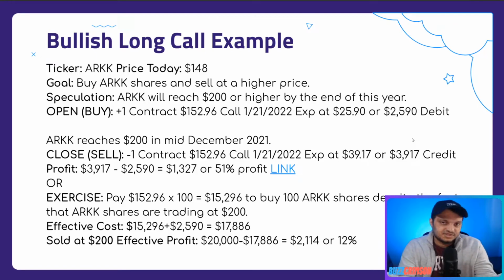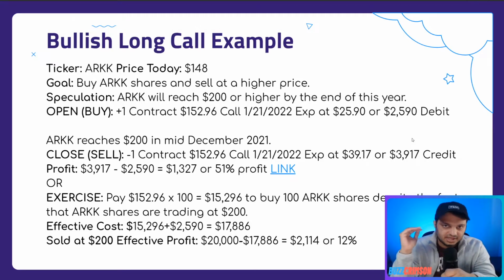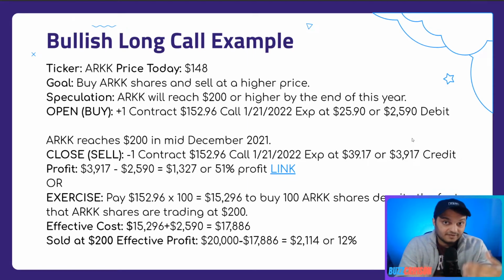Now, I could have exercised because it was in the money. If I exercised it, the seller who sold that call option to me would have to sell his 100 ARKK shares at the strike price. Even though the stock was trading at 200 something, he would have to sell those ARKK shares to me at $152.96. But I would have to have that money to buy those shares, right? To exercise, I have to have the capital. So I take out my wallet and pay $15,296 to buy those shares at a significant discount.